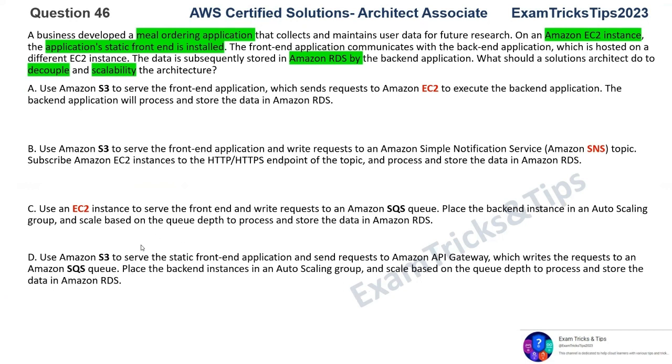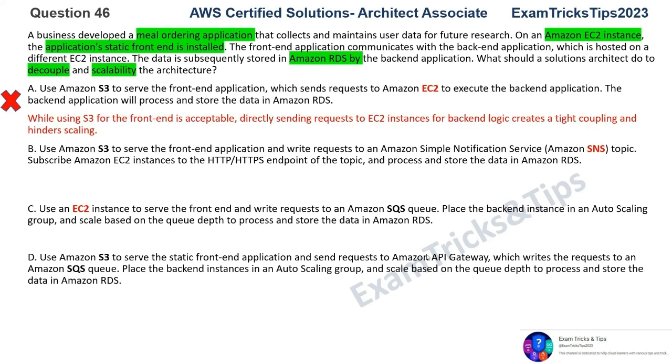Let's go through other options and see why those are not accurate ones. So first one says use Amazon S3 to serve the front-end application, which sends requests to Amazon EC2 to execute the backend application. The backend application will process the data. So the first option is basically just get rid of EC2 for the front end and deploy the static application in Amazon S3. Now that will take care of initial scalability from a front-end perspective, but the overall application is still tightly coupled. It's not decoupled or loosely coupled, and it will have an overall issue scaling this solution. We have not done anything in this particular option with the backend application, and that's where most of the performance and architectural elements of whether it is tightly coupled or loosely coupled will come in.